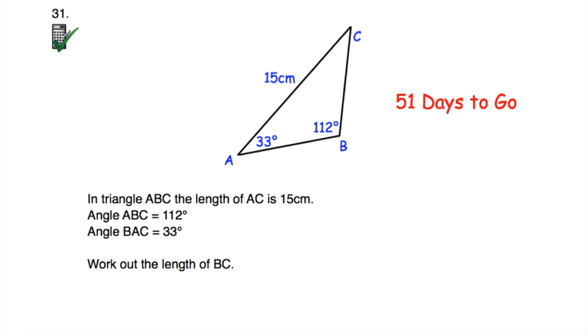Okay, let's have a look at our next question, question number 31. It looks like it's either a sine rule or a cosine rule question, and if you watch video 51 days to go, that'll give you a hint. You've been asked to find the length of BC, so what I would do is use the fact that you've been given an angle and the length of a side opposite it to think about which rule you may be using, and then that should hopefully help you find the length of BC.